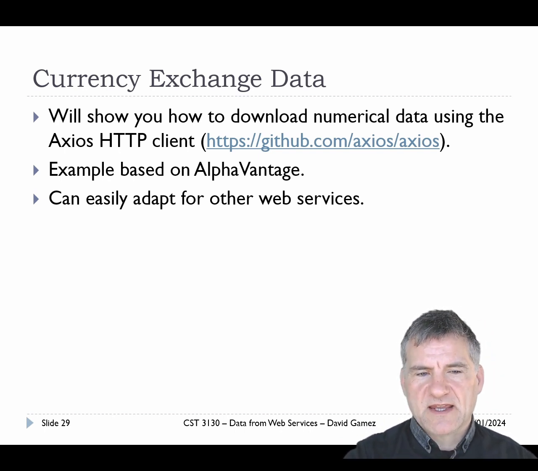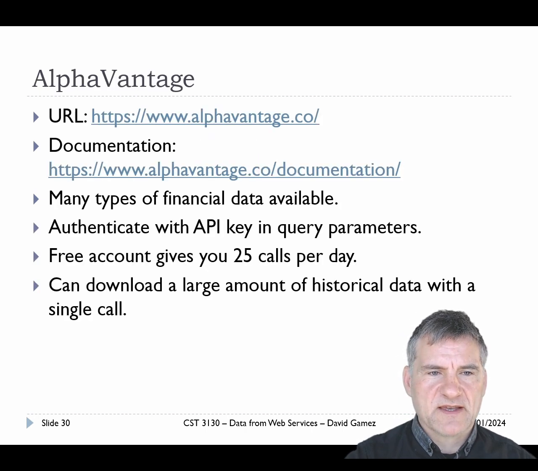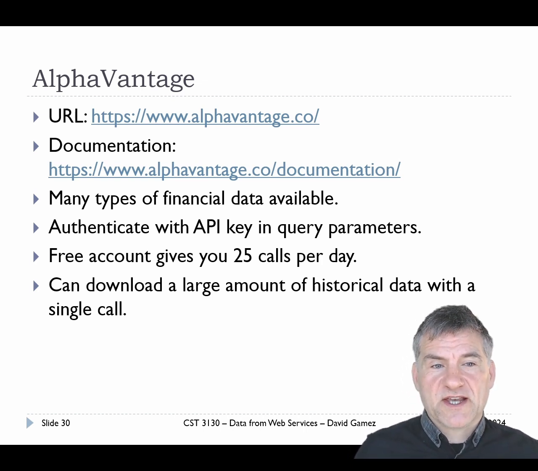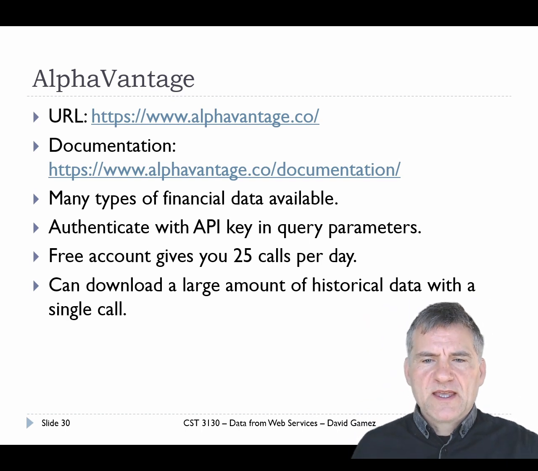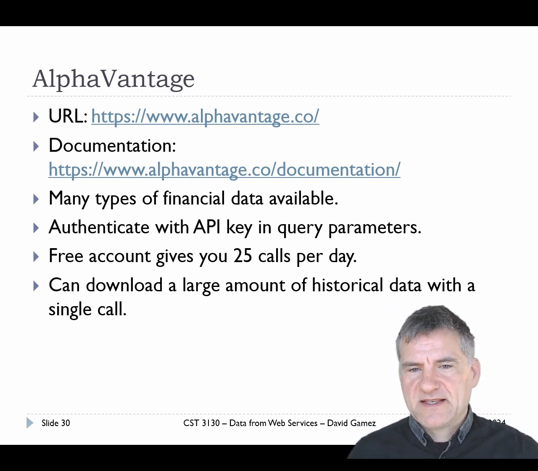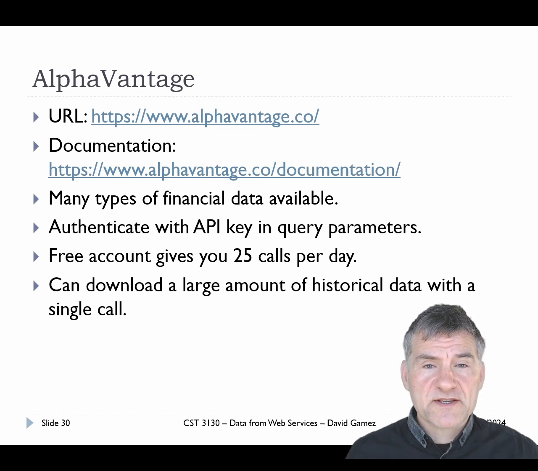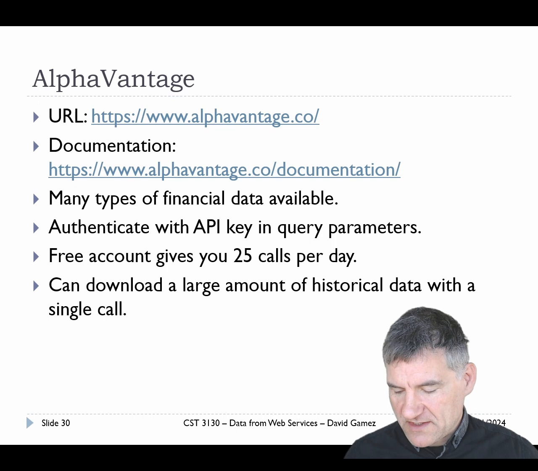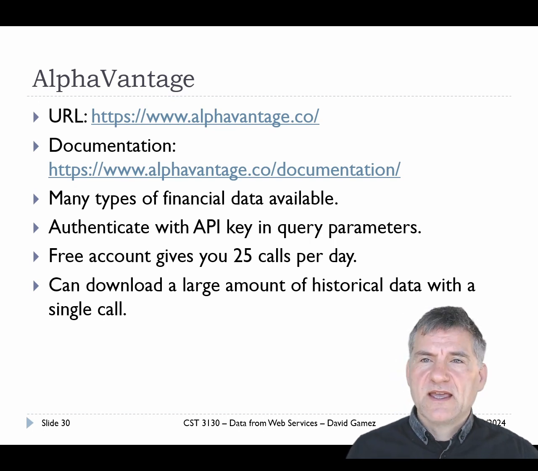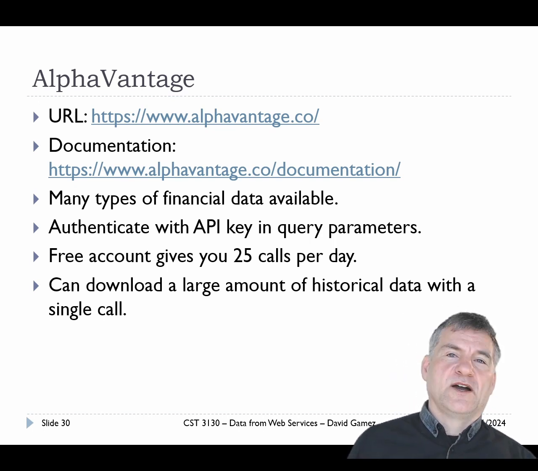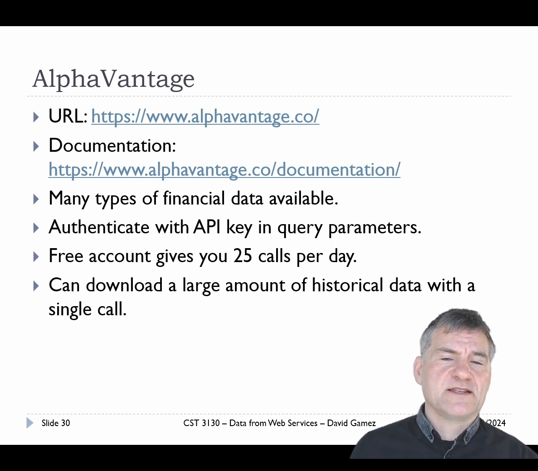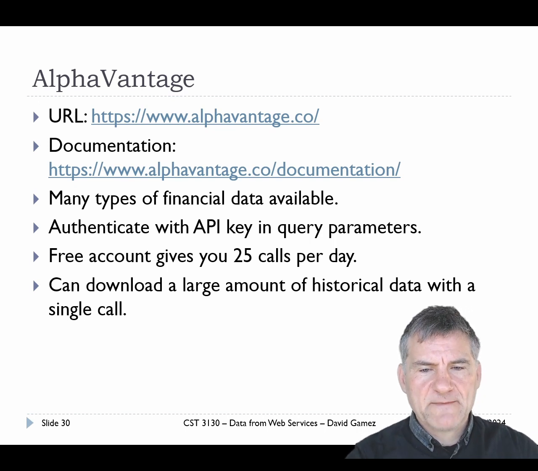This example, as I said, is based on AlphaVantage, but you can easily adapt it for other web services. Just to introduce AlphaVantage, I'm not saying this is the best one, it's just the one I happen to quite like at the moment, but these things change every year. You've got the URL there. It has very nice documentation that clearly explains it with some examples. AlphaVantage is great because there are lots of different types of financial data. It's got Forex, cryptos, commodities like iron and tin, stocks and shares, and it's even got text data for sentiment analysis.